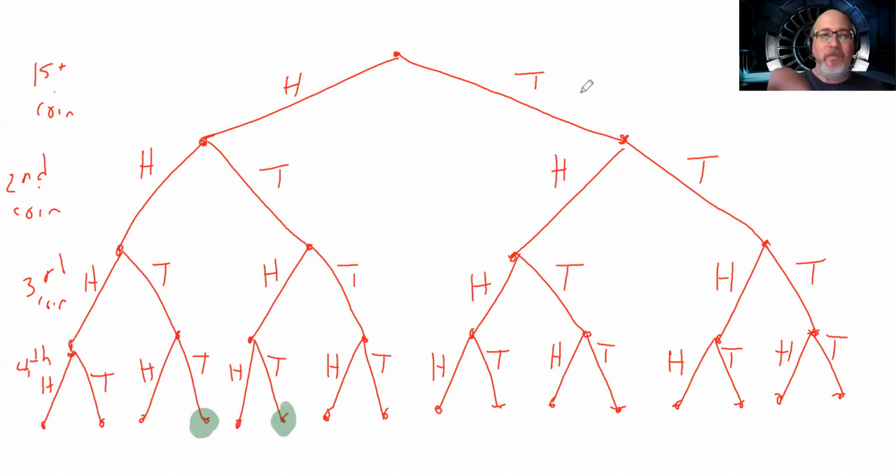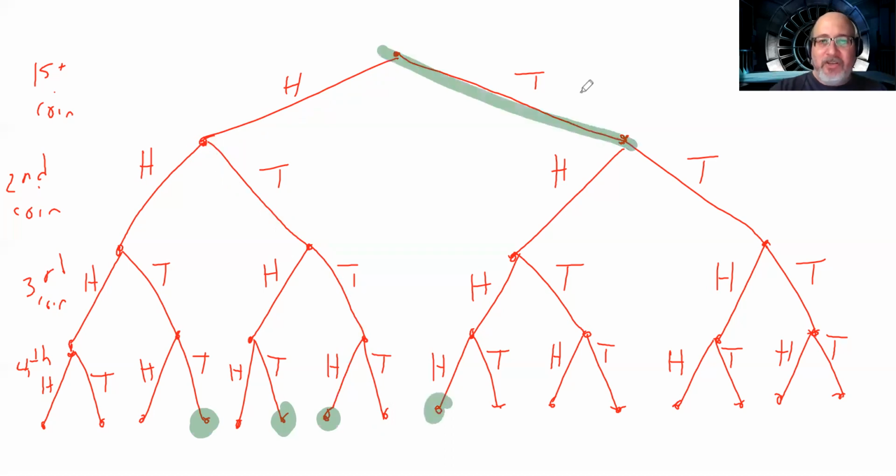This branch. Remember, just start at the top, work your way down. H, T, H, T. That is 2 of each. Same number of heads as tails. We want that branch. We'll leave its node at the bottom highlighted. It's actually what you call the dot at the bottom. Is this one 2 heads and 2 tails? H, T, T, H. It is. We keep that one. Is this one 2 heads and 2 tails? H, T, T, T. It is not. We don't want that one.